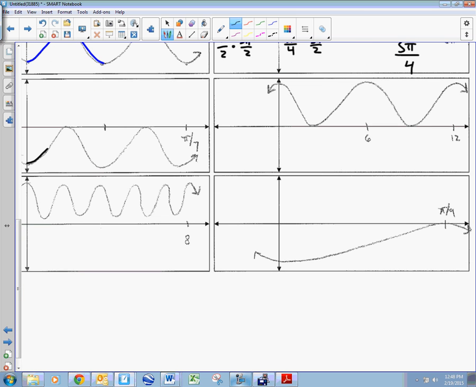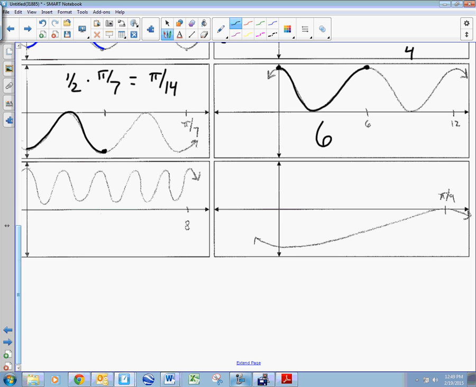This one right here. Let's see, that would be half of pi over 7, right? Which is what? Pi over 14. Okay, this one repeated itself every 6. Nope, there's no pi. No pi.